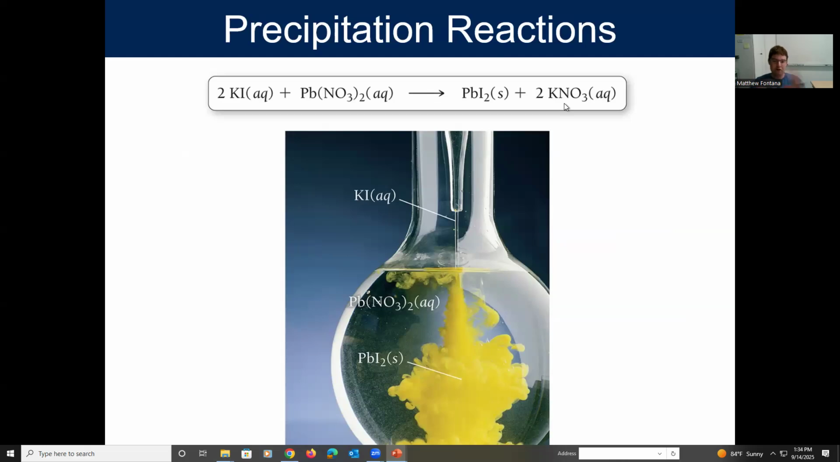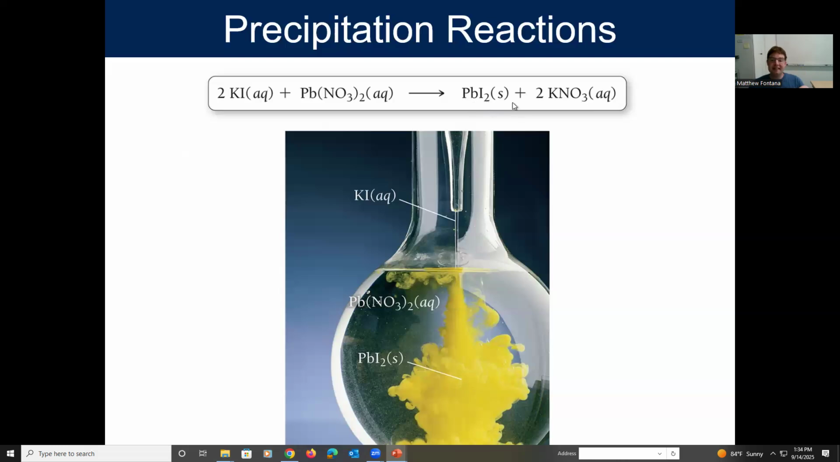Okay, so let me show you what's going on here. Here we have the colorless solution, which is going to be lead nitrate solution. Then we're going to get some piece of glassware, maybe a burette, and add potassium iodide in. Potassium iodide you can see is colorless. Lead nitrate is colorless. But upon mixing the potassium iodide with the lead nitrate, you get this lovely yellow color. That yellow color is the production of lead iodide, and that's what's called a precipitate.